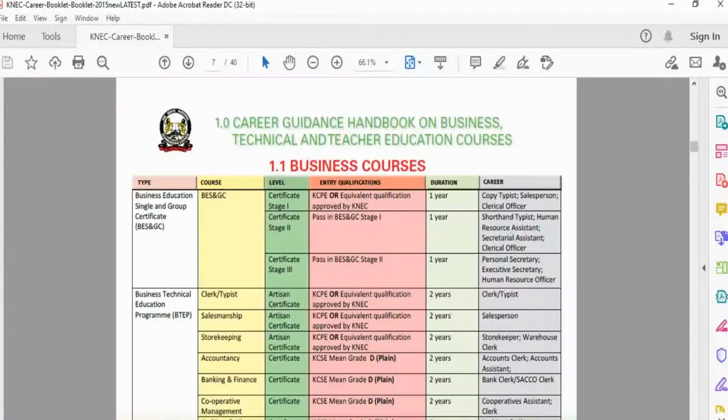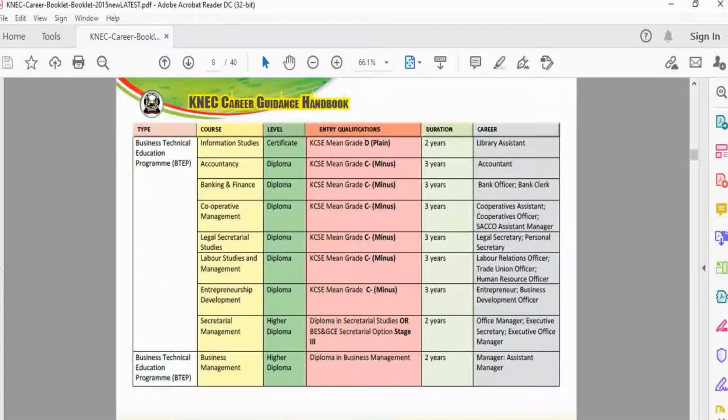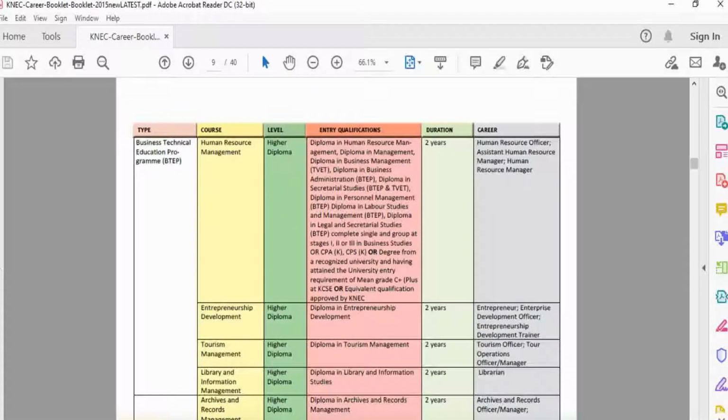We'll go through the Career Guidance Handbook and pick engineering courses or science-based courses. If you're interested in business courses, you can pause the video whenever necessary and check the entry requirements for business courses. But personally, I'll be concentrating on engineering and science-based courses. The first few pages are for the business courses. If you're interested, you can pause the video and have a look at them.